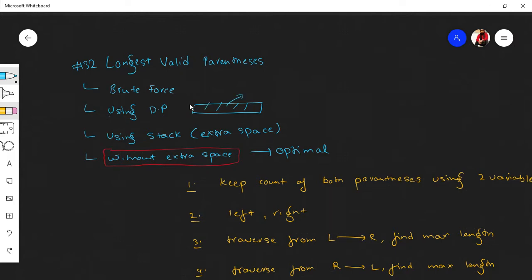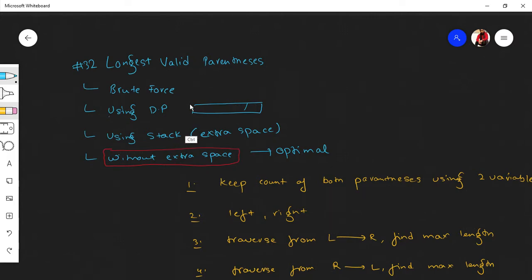Then using DP, obviously, we need to create a single array. The meaning of each entry is, for example, you have this kind of string, then each array entry means the longest valid string ending at that index. That's how DP works. I'll explain it in some other video.